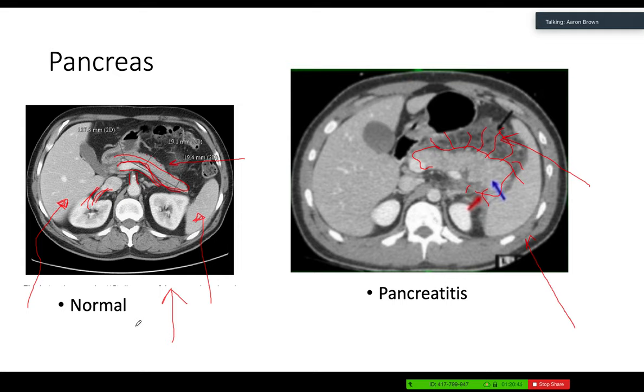I wouldn't expect you to diagnose pancreatitis solely off a CT scan. That's not how we do it in practice anyway. So there should be some clinical picture hinting you towards pancreatitis. Okay.